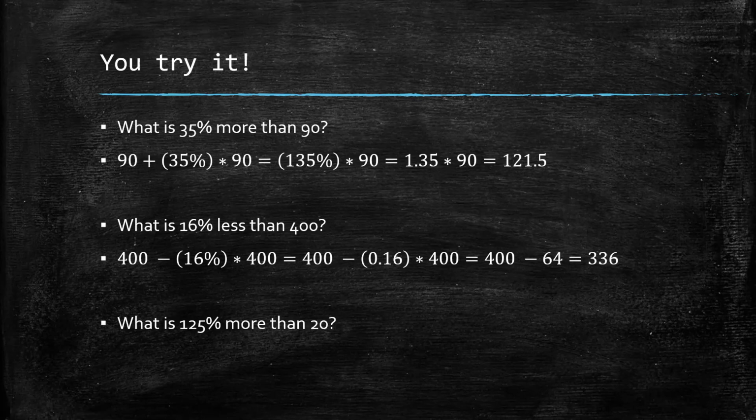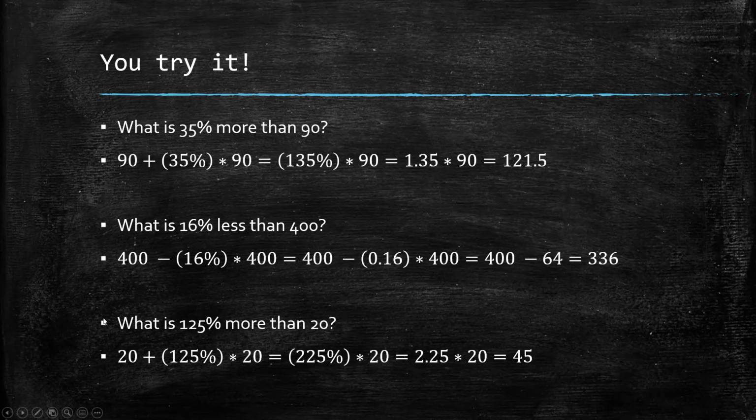And one last one. What is 125% more than 20? Okay, this is more than, so we're adding. So we have 20 plus 125% of 20. Well, if this 20 is 100% and we're adding 125%, then we can say that this is 225% of 20. And 225%, we move the decimal, and we know that is 2.25. So 2.25 times 20 is going to get us 45, and that's the answer. 125% more than 20 is 45.